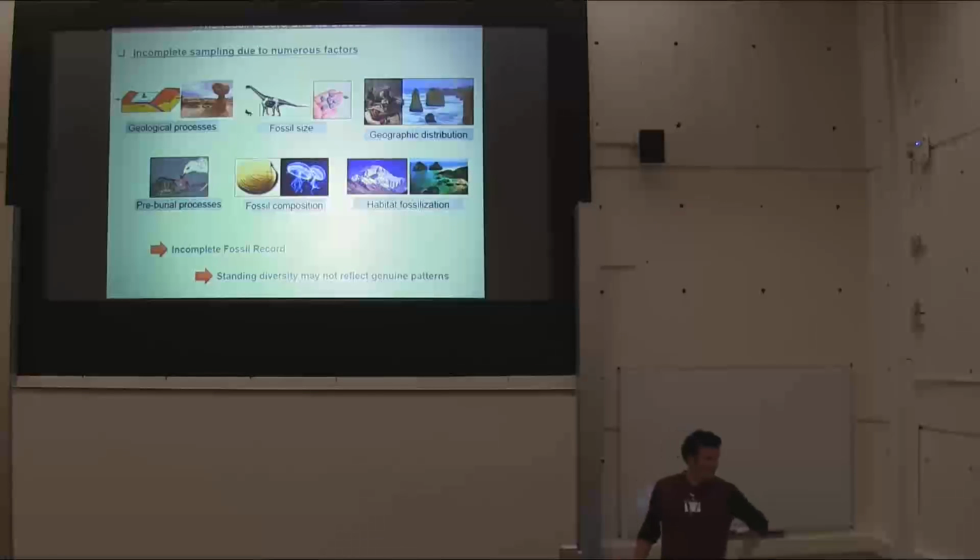The main issue when we try to identify paleodiversity patterns is that the sampling is uneven for any biological group. This is due to several factors, some of which we can see here: geological processes, fossil size, geographic distribution, preservation processes, fossil composition, habitat, fossilization, and so on. All these factors and many others end up in an incomplete fossil record for any biological group, and just looking at standing diversity may not reflect genuine patterns. So we have to use analytical approaches to bypass all these fossil record biases.